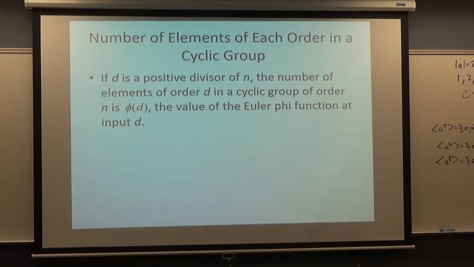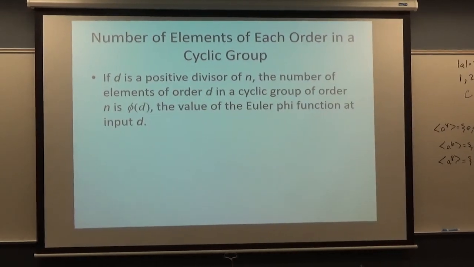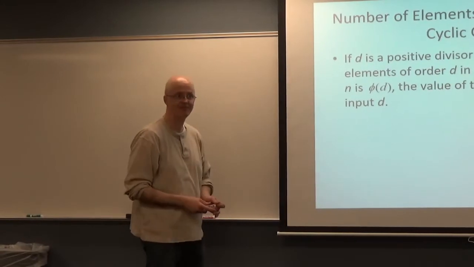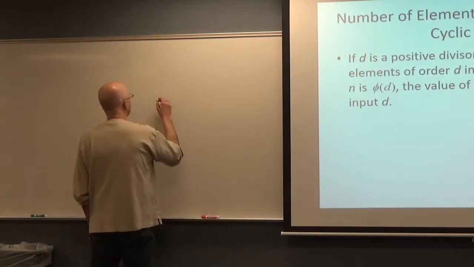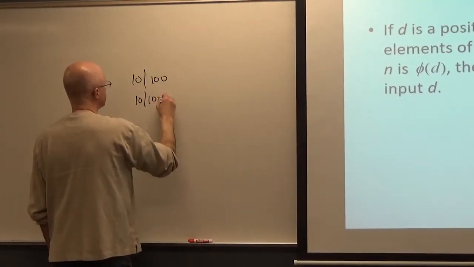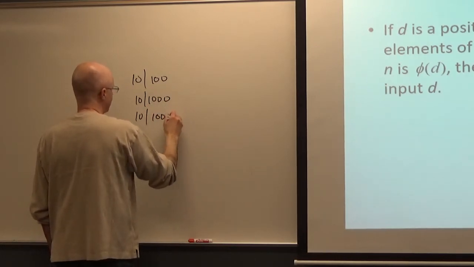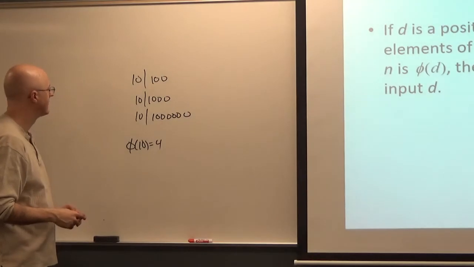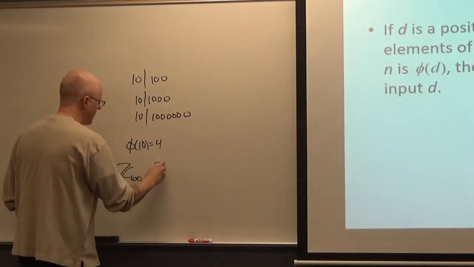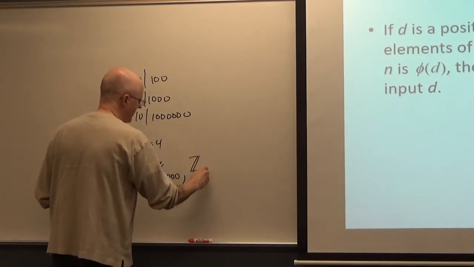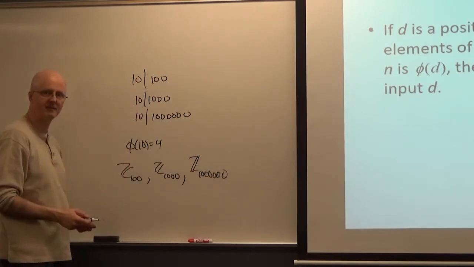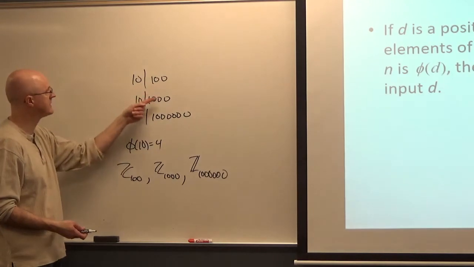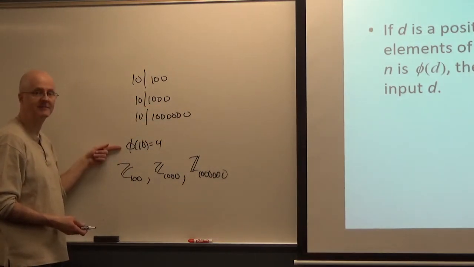The author makes an important point about this. As long as d divides n, the number of elements in a cyclic group of a given order doesn't really depend on n. So for example, 10 divides 100, it also divides 1,000, it also divides, of course, 10,000, 1,000,000. Phi of 10 is 4. In each of the groups Z100, Z1000, and Z1,000,000, there are exactly 4 elements of order 10 in every one of those groups. So as long as d, which is 10 in this case, divides n, and doing different n's here, then this answer doesn't depend on n. It only depends on d.